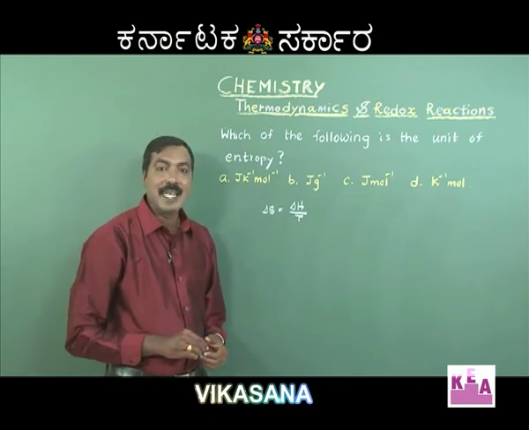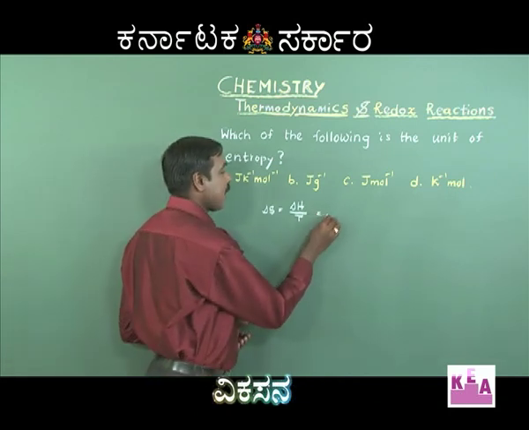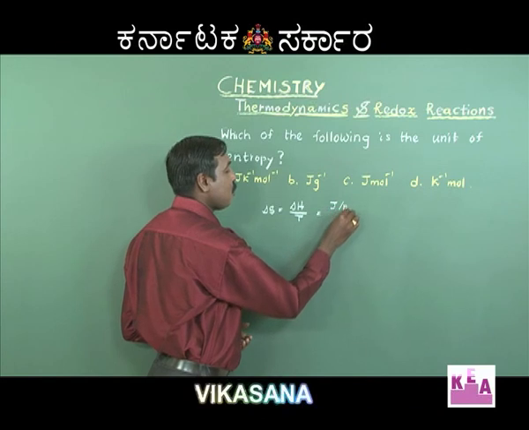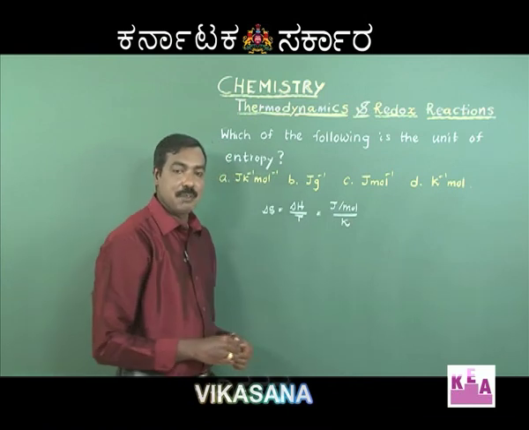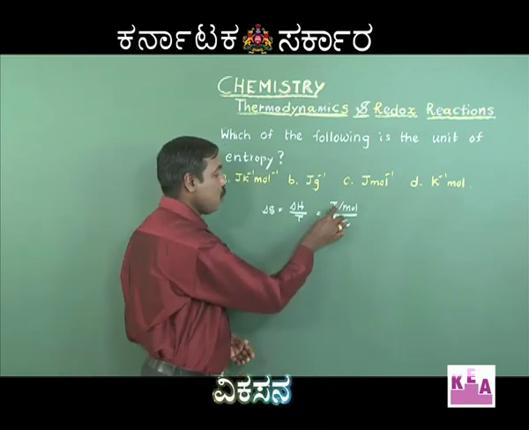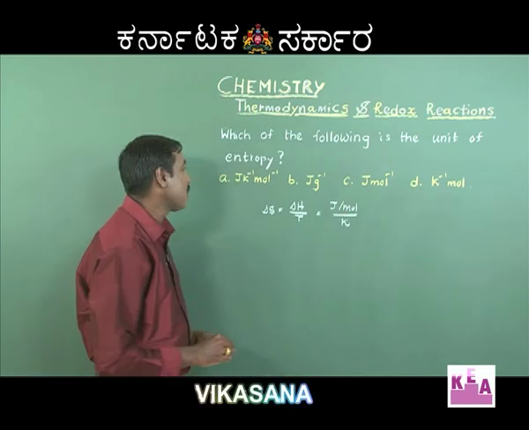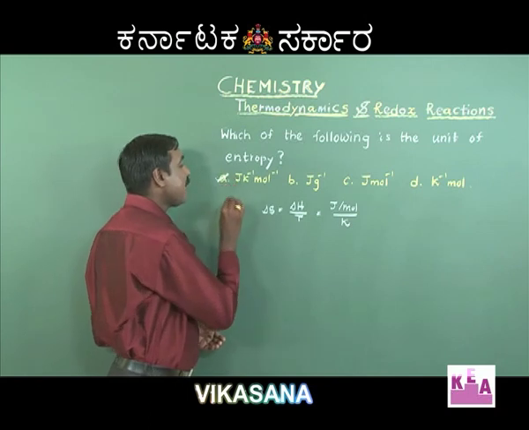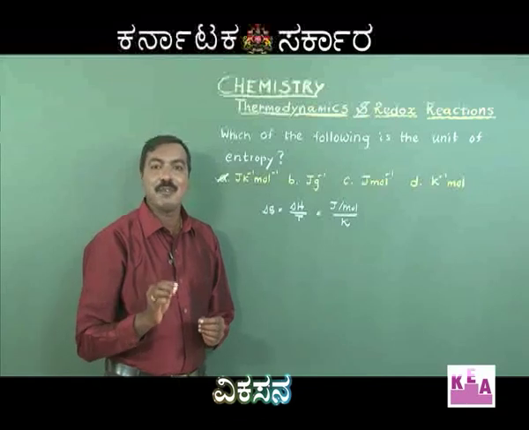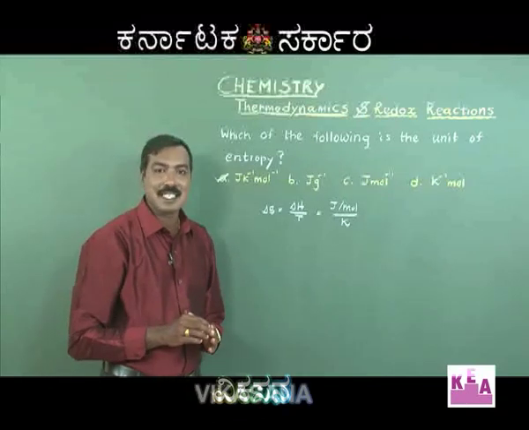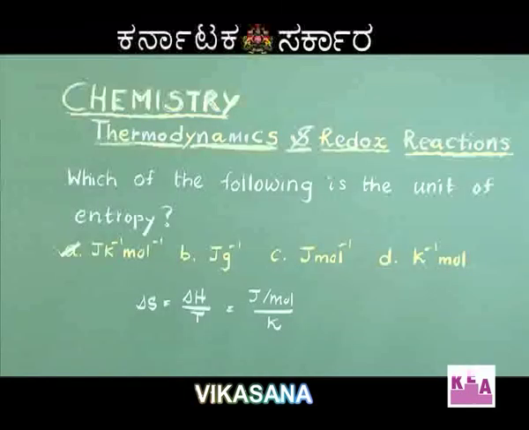We are aware delta H is the energy change, enthalpy. The unit for enthalpy is expressed in joule per mole. Temperature is expressed in Kelvin. Therefore, the unit is joule per Kelvin per mole. Therefore, the right answer is option A, joule per Kelvin per mole. The unit of entropy is joule per Kelvin per mole. Mathematically, it is written as delta S is equal to delta H by T.